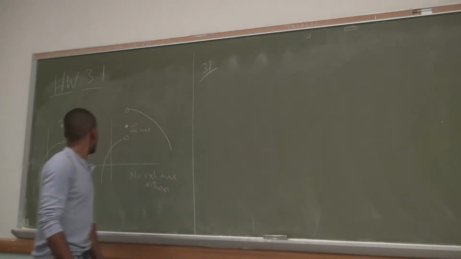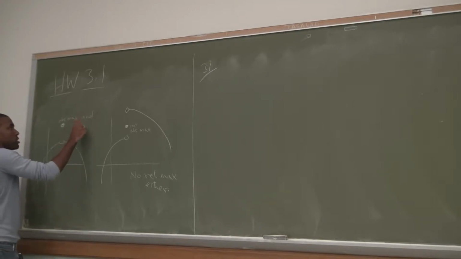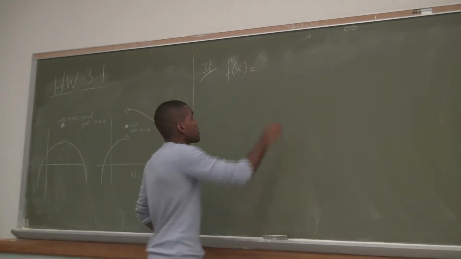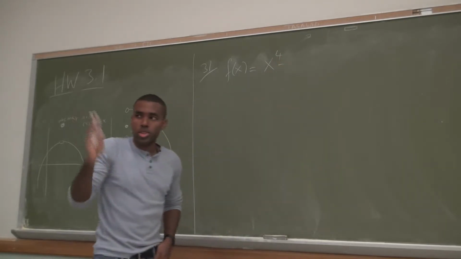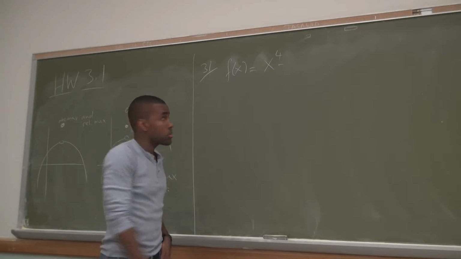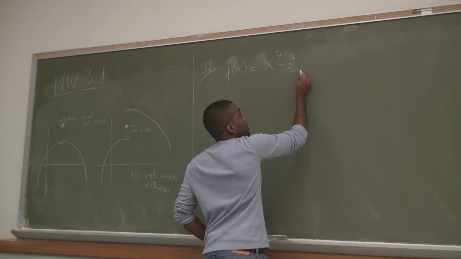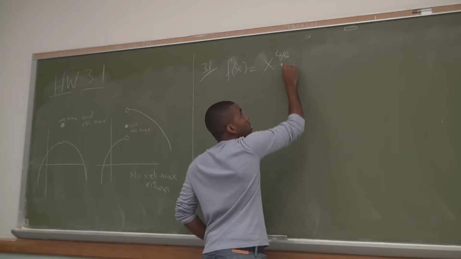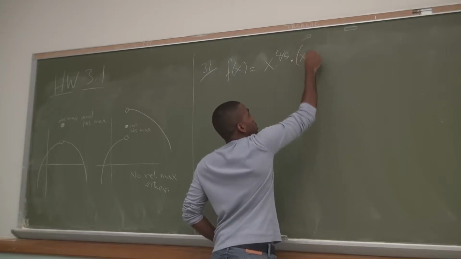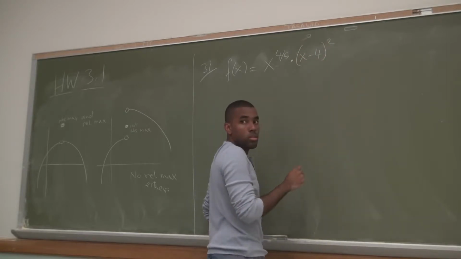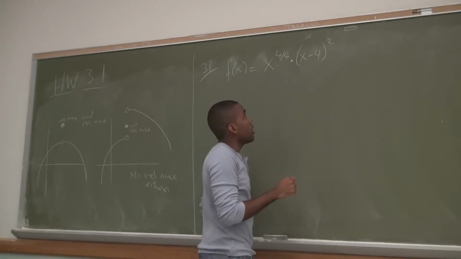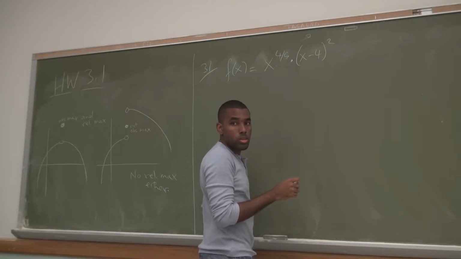I would say the problem. This is absolute max and relative max. Yes. It's f of x equals x to the 4th... Wait, what? No, x to the 4/5, and then times (x minus 4) squared. And then you have to find the absolute max and absolute min. Right? On what interval? Is there an interval?